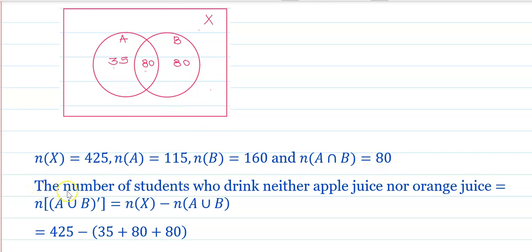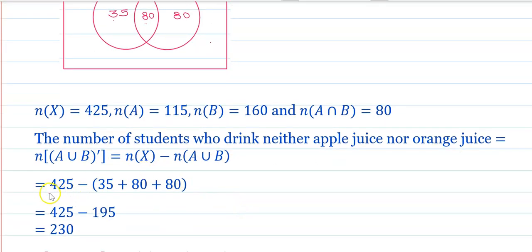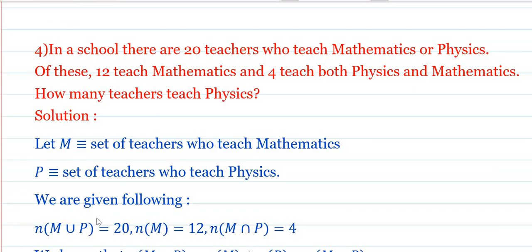Now we want to find out the number of students who drink neither apple juice nor orange juice. Therefore n of (A union B) complement, and that is nothing but n of X minus n of A union B. And I have the formula. Therefore total number of students is 425 minus in bracket 35 plus 80, and then you will get 195. 425 minus 195, then you will get 230. Therefore the number of students who neither take apple juice nor orange juice is equal to 230. Okay. Now the next question.